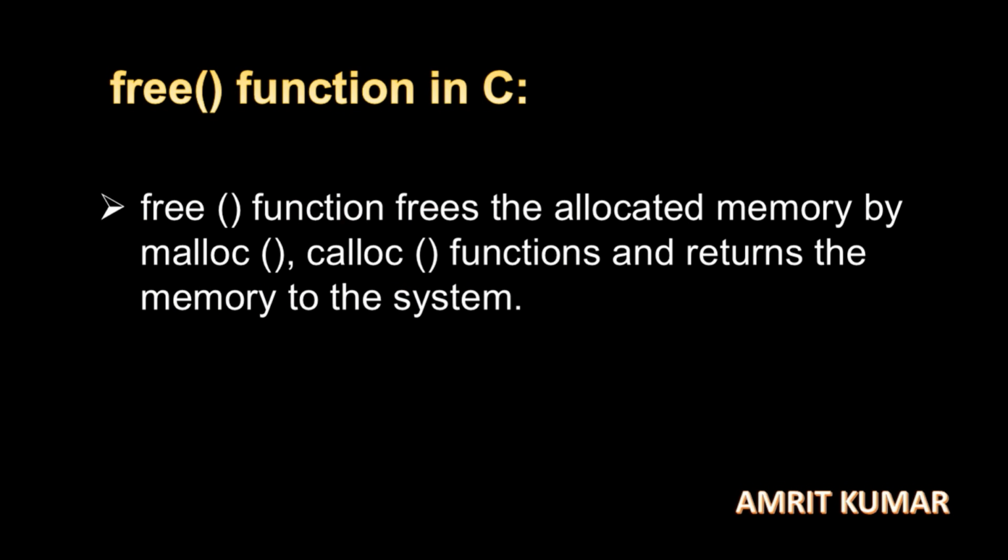Free function in C language. The free function frees the memory allocated by malloc and calloc functions and returns the memory to the system. So this is the work of the free function. It is a function of dynamic memory allocation which frees up the allocated memory created by the malloc, calloc, or realloc function and returns the memory to the system. So let's look at the programs related to the free function in C language.